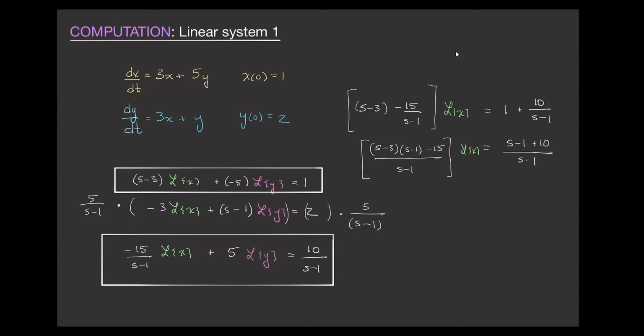I think we can multiply by s minus 1. And what we'll end up with is going to look something like this. S plus 9 all divided by, maybe I'll move this over.